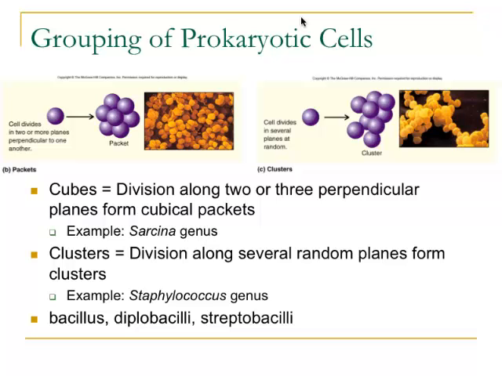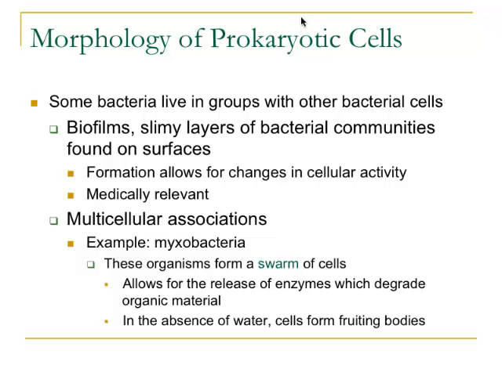So based on these morphological characteristics of both shape and grouping, these were some of the first characteristics that were looked at and used to categorize these different species of bacteria. Of course, now we know a lot more about the bacteria based on their genetic makeup.